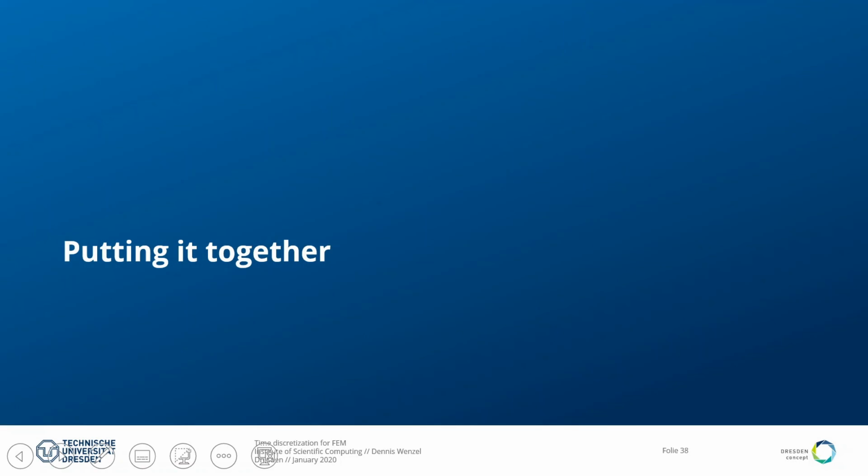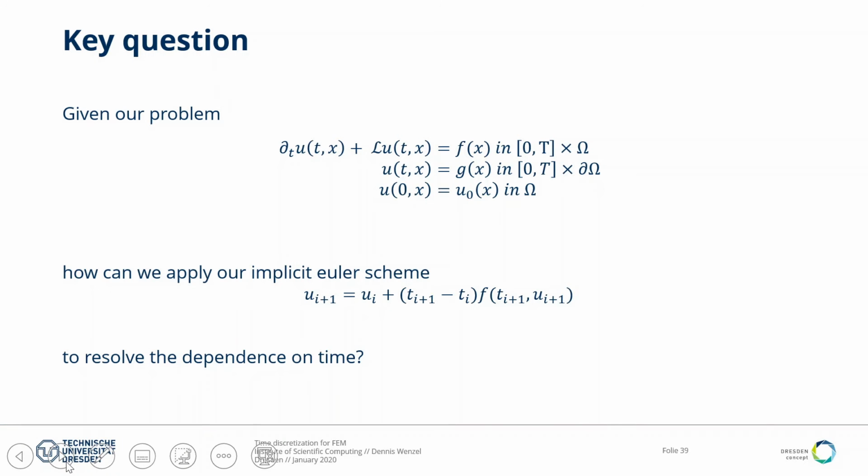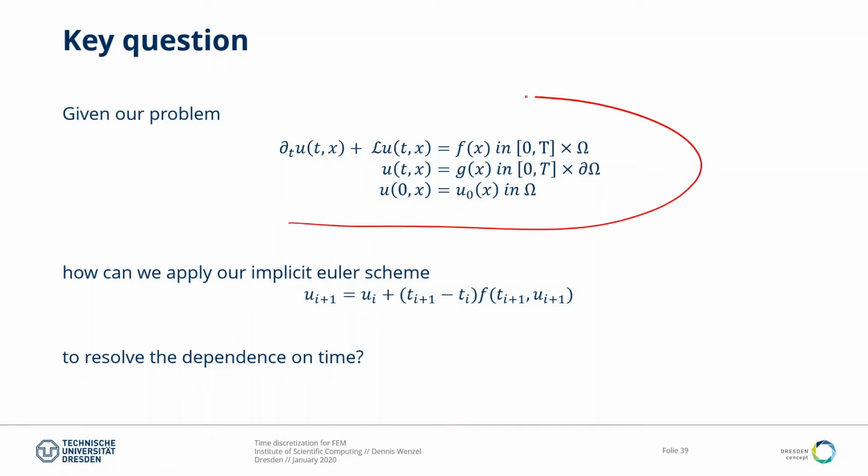And now comes the time to put things together in the sense that we need to figure out how we can use this time discretization scheme for the time-dependent partial differential equation that we have been talking about before. So how can we apply our implicit Euler scheme? So we're not talking about explicit stuff here. How can we apply our implicit Euler scheme to the problem that we have introduced with the time-dependent PDE and the boundary conditions and the initial condition?